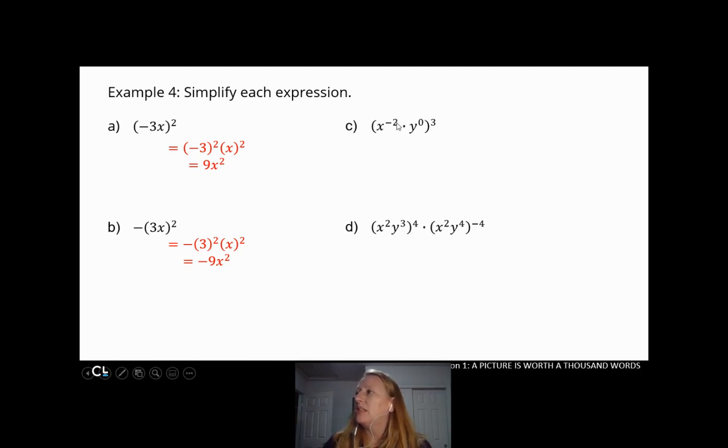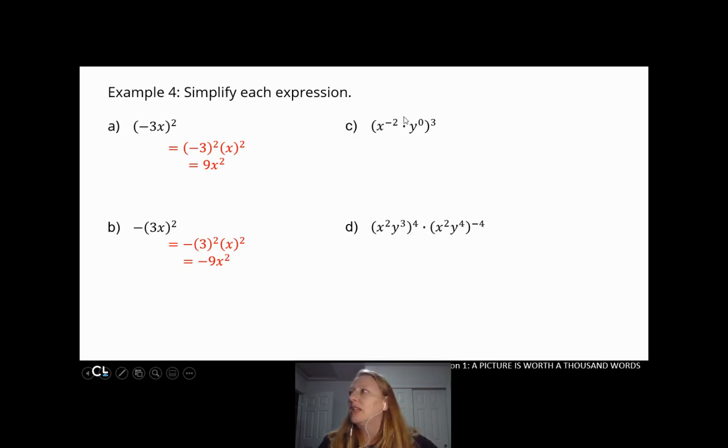Here I have x to the negative 2 power times y to the 0 power, all raised to the third power. Now again, I know you know y to the 0 power is 1, and you could just worry about this, but I'm going to go ahead and distribute my power. I'll show you all the steps. It's okay if you skip some of them yourself, that's fine. And beware, my cat is about ready to interrupt again.